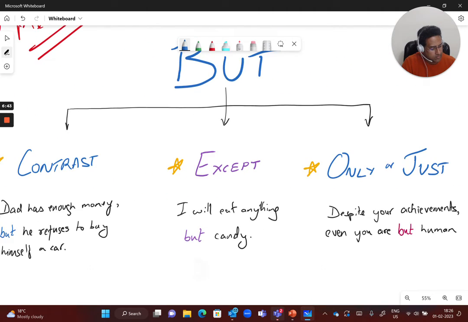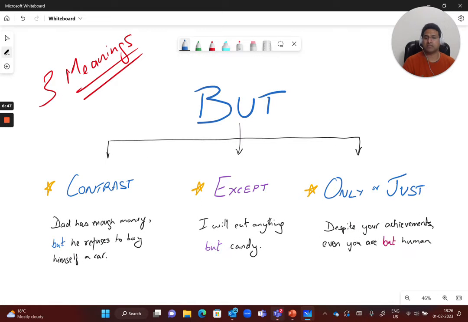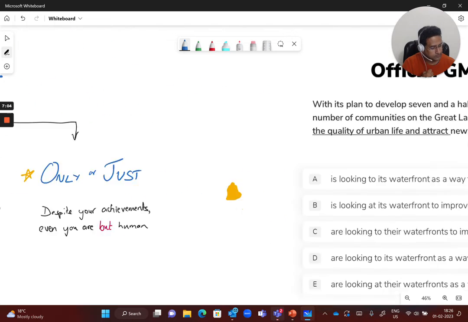So there you have it, the three meanings of but, and here you have them all summarized on one single page. Let's quickly look at them. The first meaning was but as contrast, the second meaning is but as except, and third as only or just. Now let's get back to that $1 million SC question.